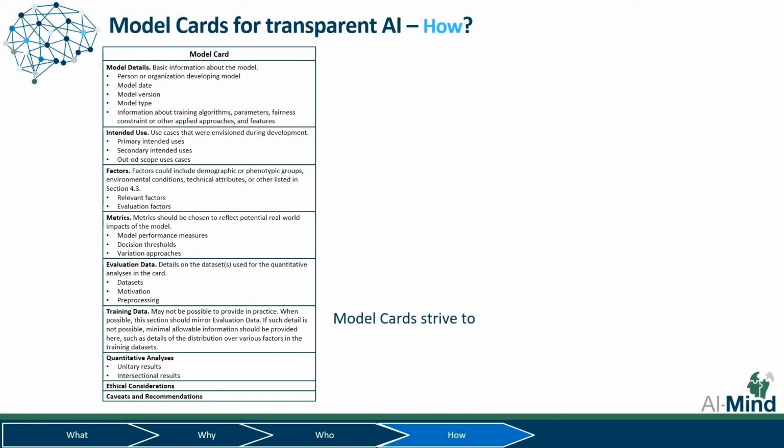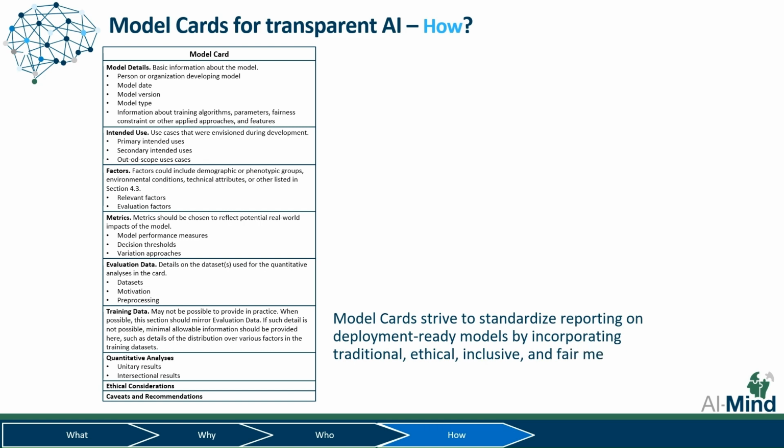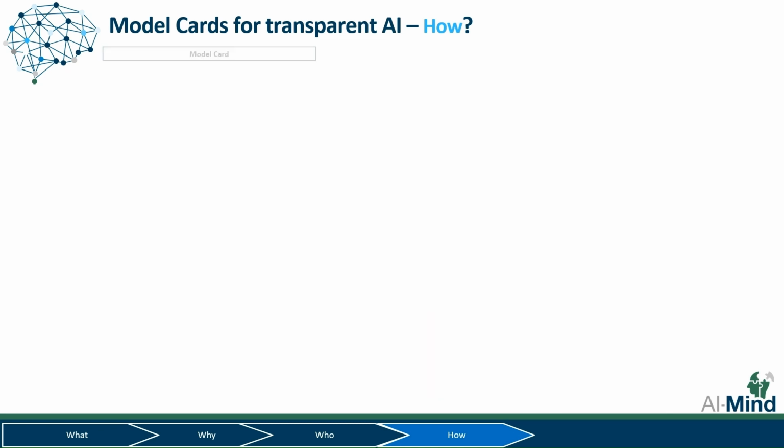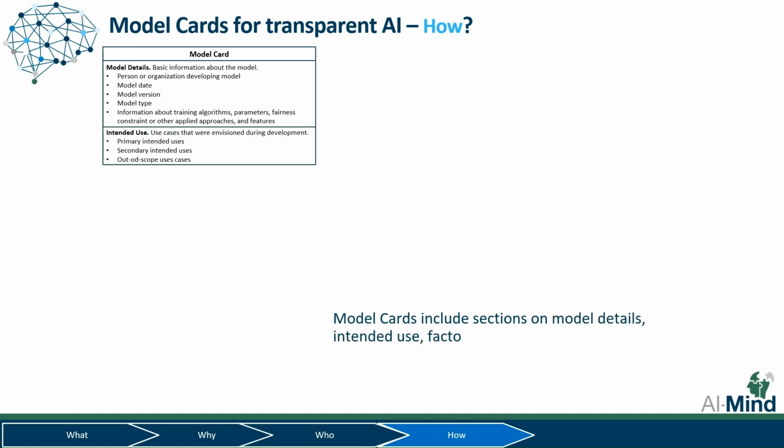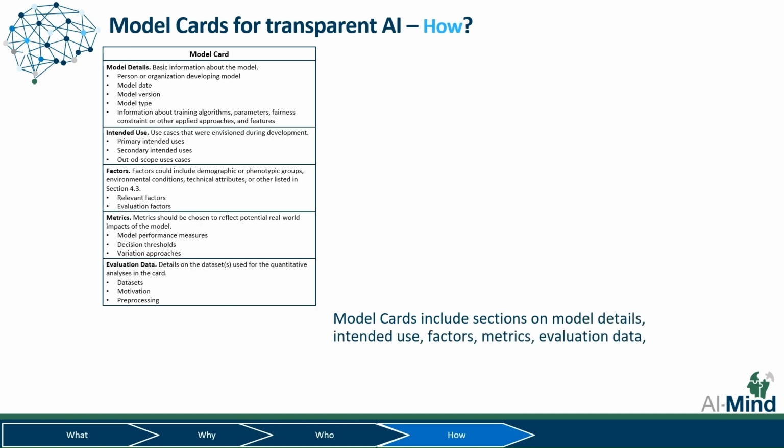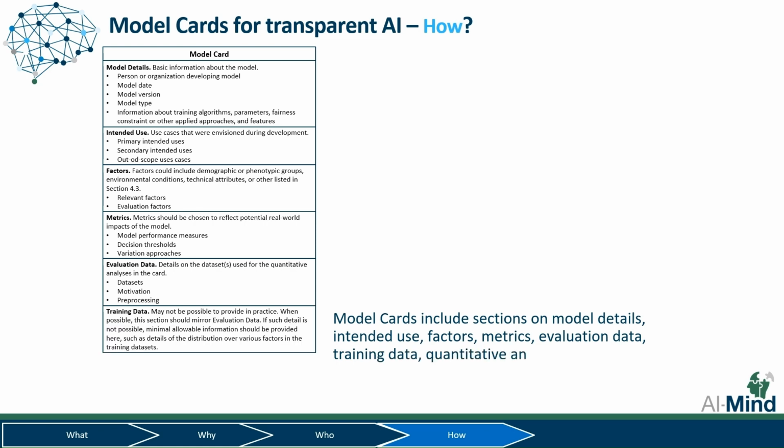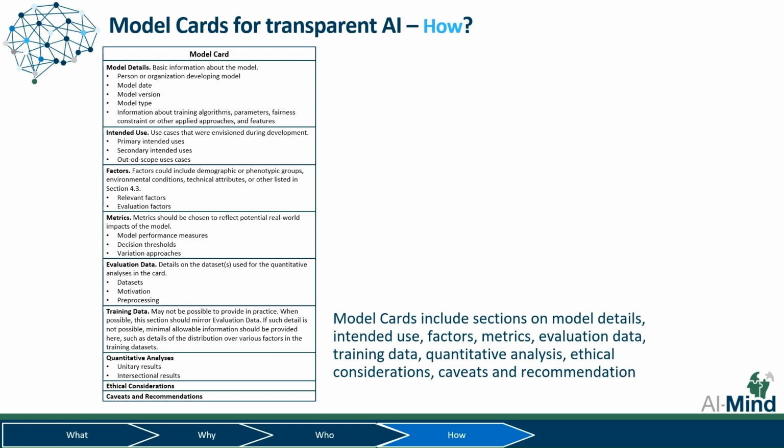Model cards strive to standardize reporting on deployment-ready models by incorporating traditional, ethical, inclusive, and fair metrics, aiding stakeholders in decision-making and promoting forward-thinking model analysis. Model cards include sections on model details, intended use, factors, metrics, evaluation data, training data, quantitative analysis, ethical considerations, caveats and recommendations, each of which will be detailed in subsequent slides.